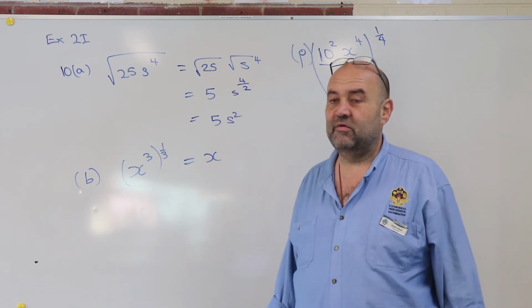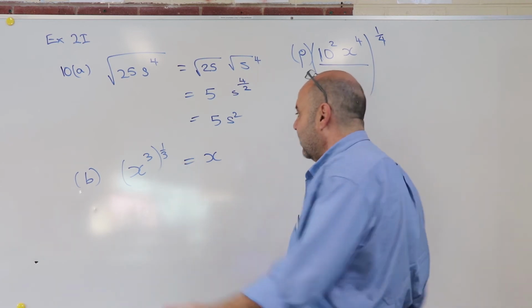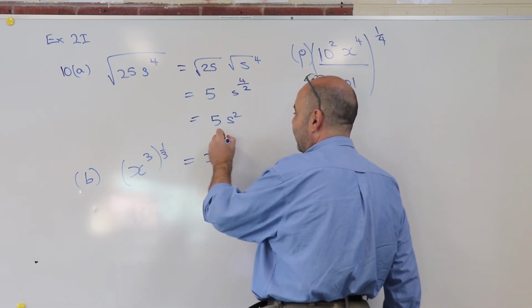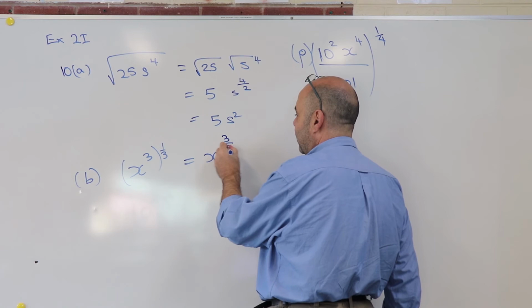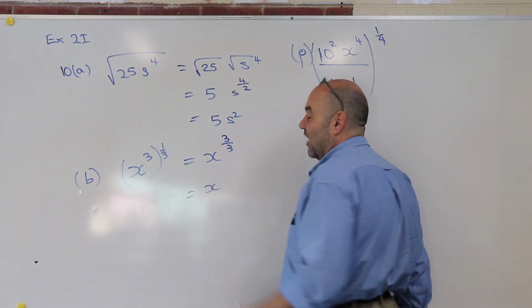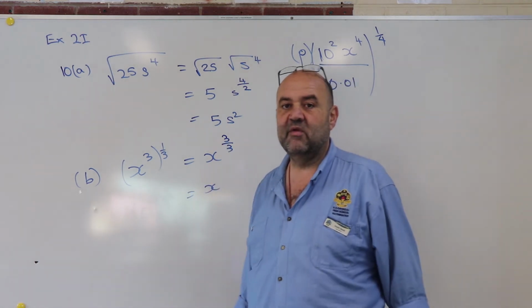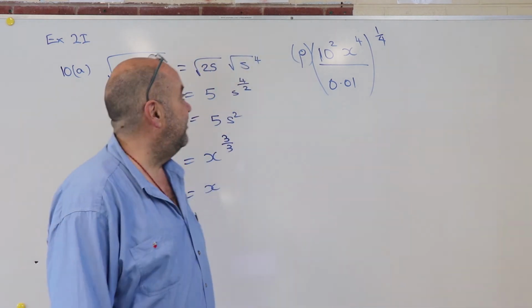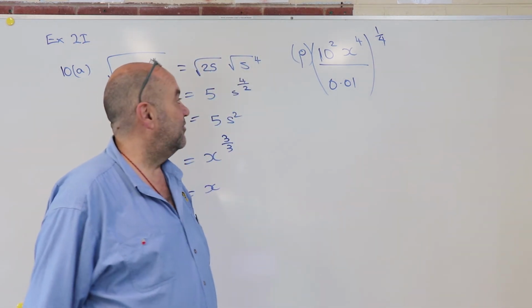That's it, there's nothing more to it. Right? If you want to multiply it out, you can say, well, 3 times 1 is 3 over 3. Well, 3 divided by 3 is just 1, so it's just x to the power of 1. Okay. Now, let's get on to the juicy one. Let's get on to part P.